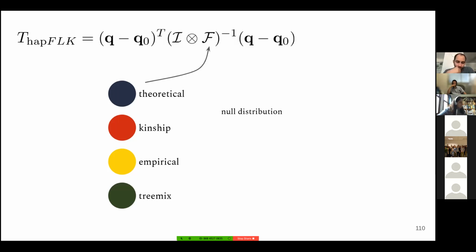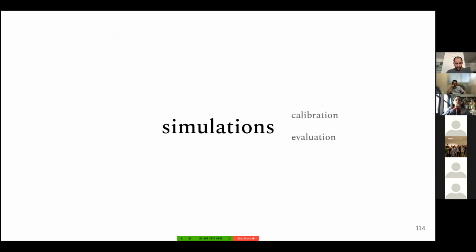First, I studied the empirical behavior of the different estimates of the covariance matrix under the null distribution, and I named this section calibration. Then I evaluated and compared the power to detect selection for the different methods, and I called this section evaluation. I performed these studies using simulated genotypic data, as it allowed me to know the exact demographic history of the populations.